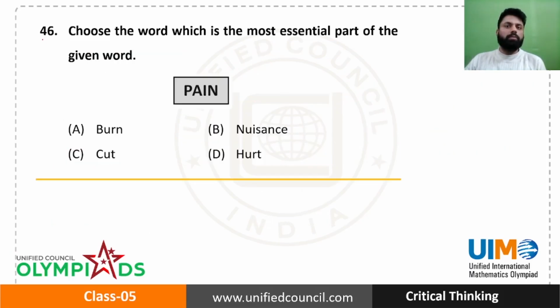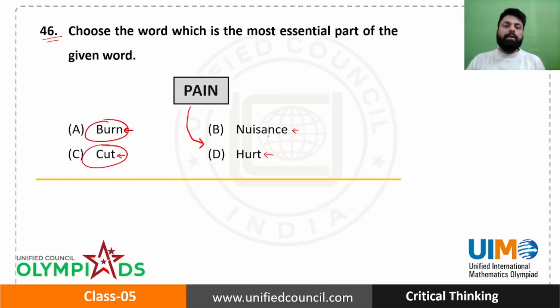Choose the word which is most essential part of the given word. Pain. Now burn is something basically when we get in with the help of fire. Cut, hurt, and nuisance. So the most essential part of the given word is going to be hurt. That is the option number 2, because when we have pain, we suffer, and when we suffer, then we get hurt. We feel bad. We get hurt.